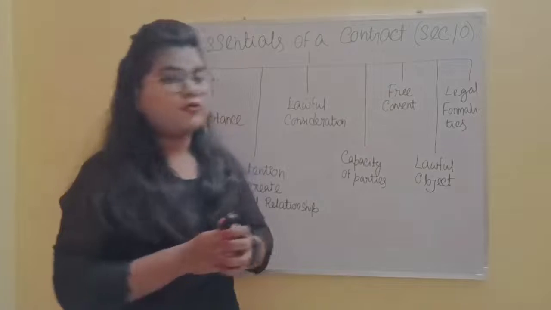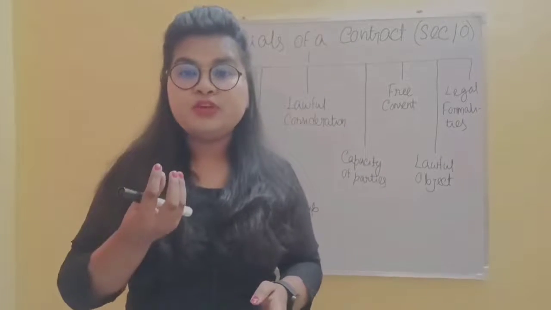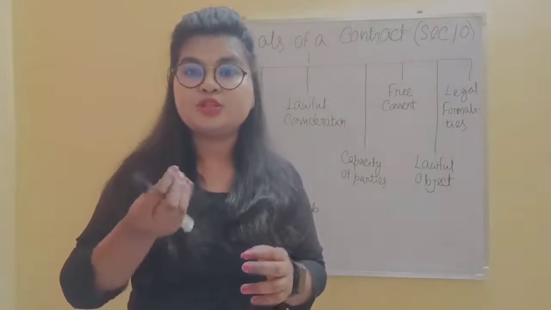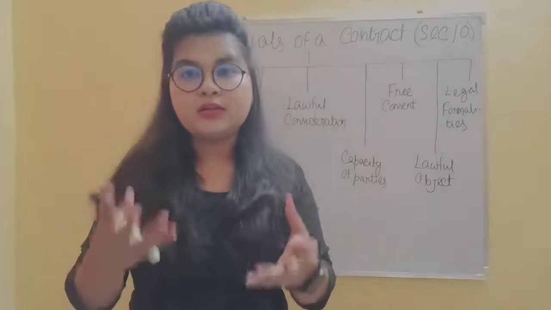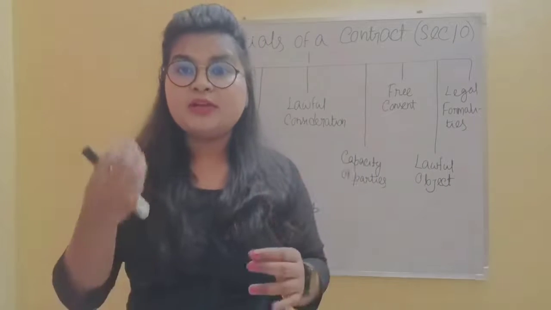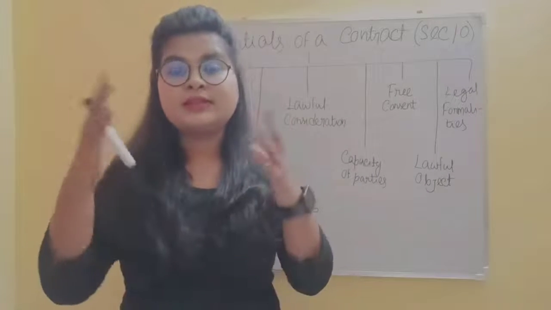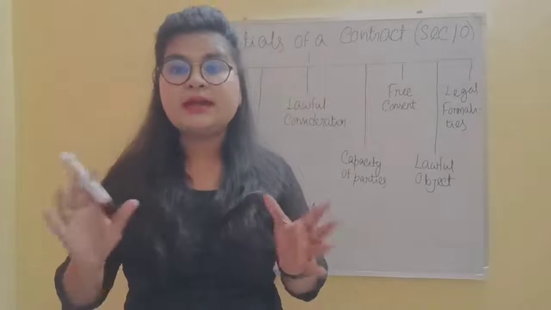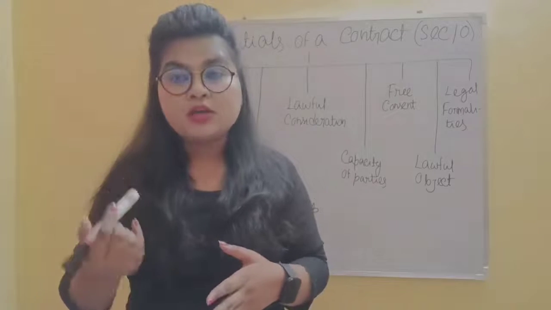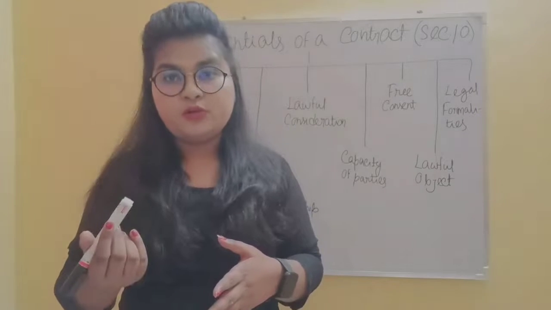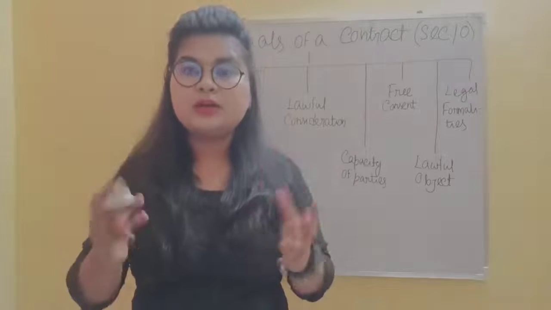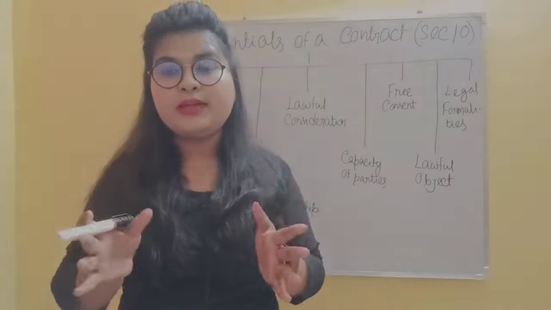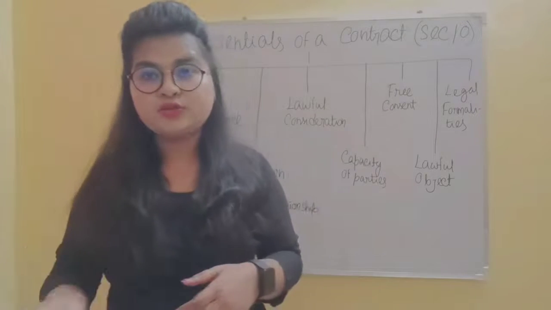The other condition is lawful object. The object for which the contract is being made must be lawful. If the contract is made for the object of selling a house or a car or a phone or anything, that is lawful. But if the contract is made with the object of selling something illegal, suppose drugs, bombs, or guns, that contract is not a lawful contract, because the object must be lawful. Any illegal object is not covered by the Indian Contract Act. So if any contract is made for any illegal object, that contract is void and not enforceable in law.